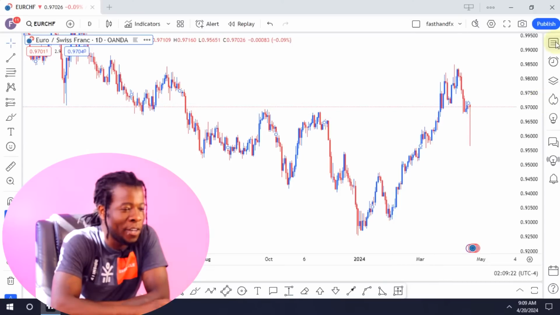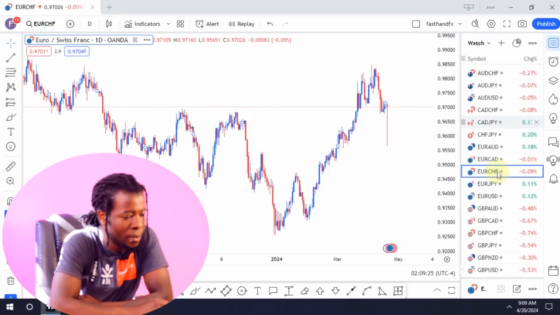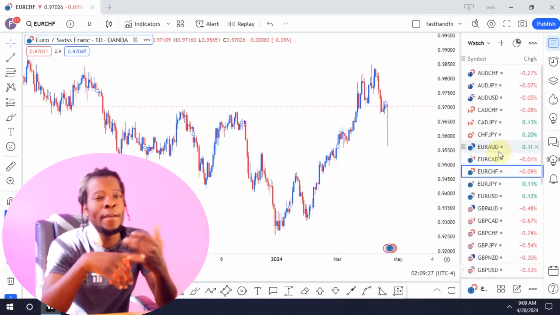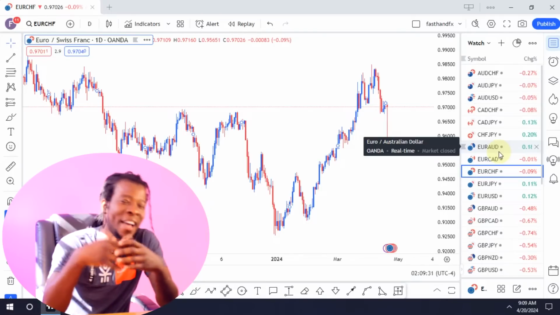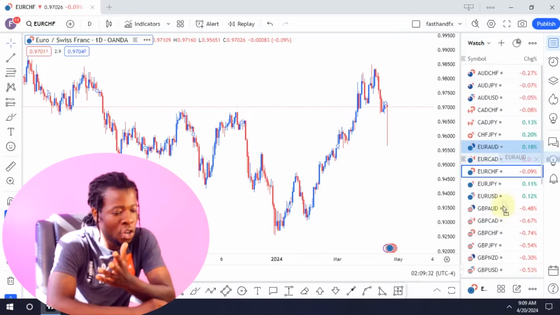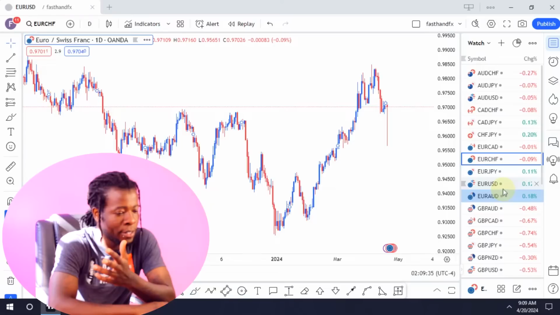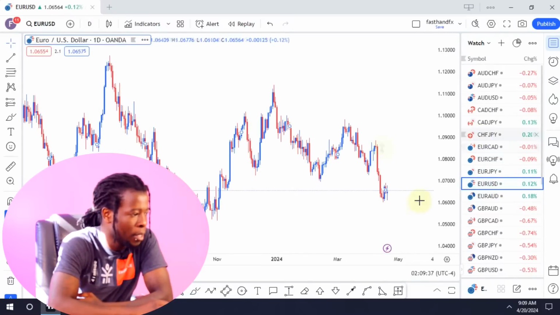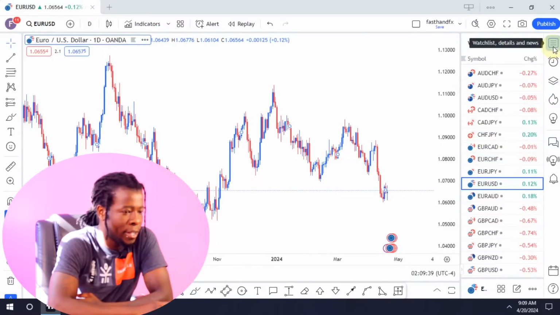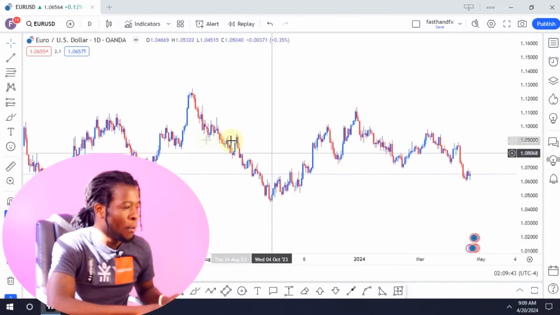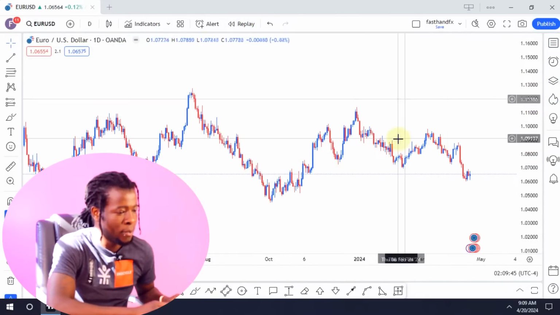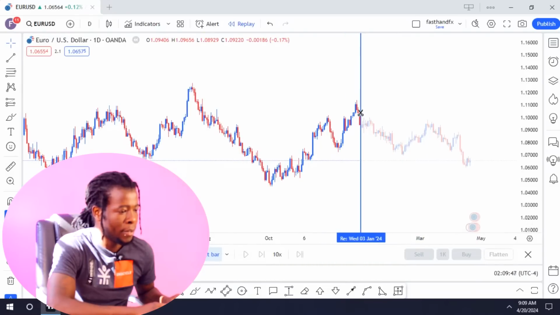Over here, I'll pick any random pair. Most people like trading EURUSD, GBPUSD, GBPJPY, gold, but let's look at the EURUSD, for example, and see if we can get a good scalping position, guys. First, let me hit this replay tool, maybe around this level right here.